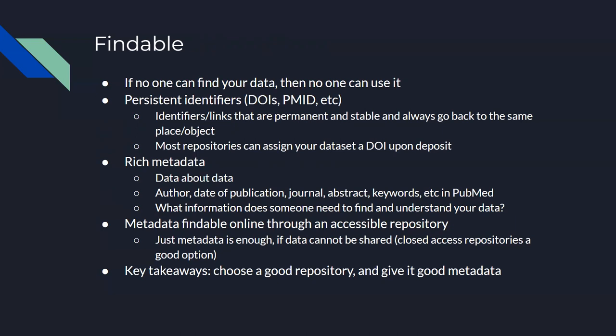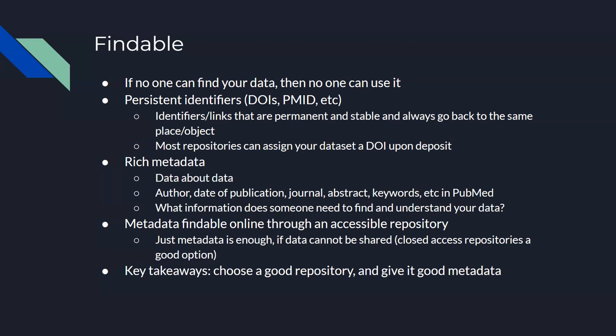Now, chances are you're familiar with things like DOIs, PubMed IDs, that type of thing attached to journal articles. And these are all what we call persistent identifiers. A persistent identifier is basically a link that is permanent and stable and always goes to the same place or object. The premise behind a DOI, for example, is that articles can live in a lot of different places, on journal websites, on institutional repositories, and PubMed Central, et cetera. The DOI always goes to one place and is the most stable, permanent record of that article.